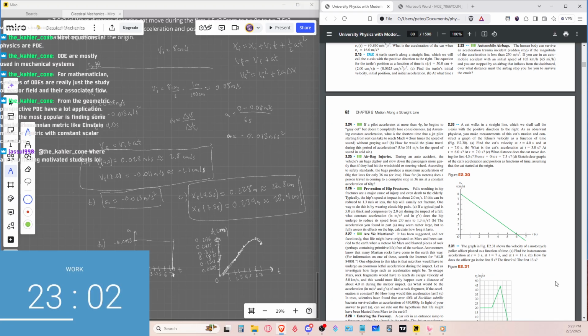From the geometric perspective, PDE has a lot of applications. One of the most popular is found in special Riemannian metrics and Einstein's equations, or the metric with constant scalar curvature, right? Yeah, I remember the Riemannian metric, and they had to change it to the Ricci metric because they couldn't use the Riemannian metric because it was too big, so they had to reduce it to the Ricci metric, and then they also have to put the Ricci scalar in front of the metric tensor.